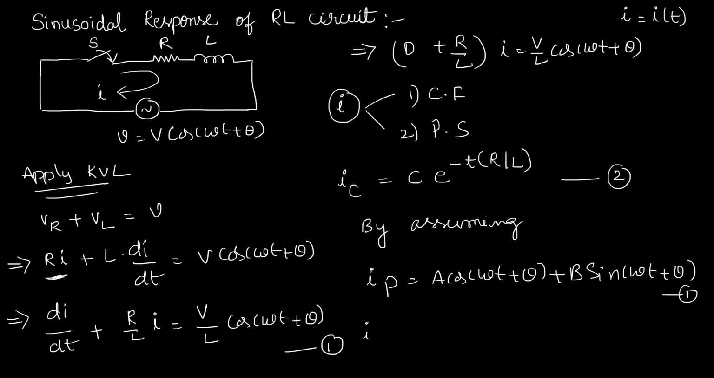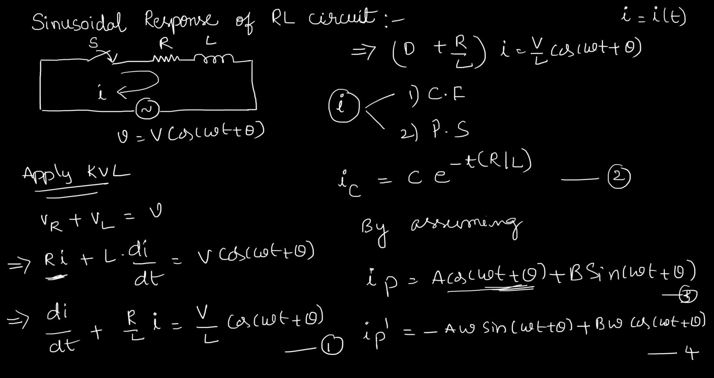Now, if we do the derivative part, that is i_P prime, equal to what? We have to differentiate this one, no? It's a cos function, so the derivative will have a minus sign. There you get minus A ω sin(ωt + θ). Similarly, if you do the derivative for the other part, there you get B ω cos(ωt + θ). Consider this as equation 3 and this one as equation 4.